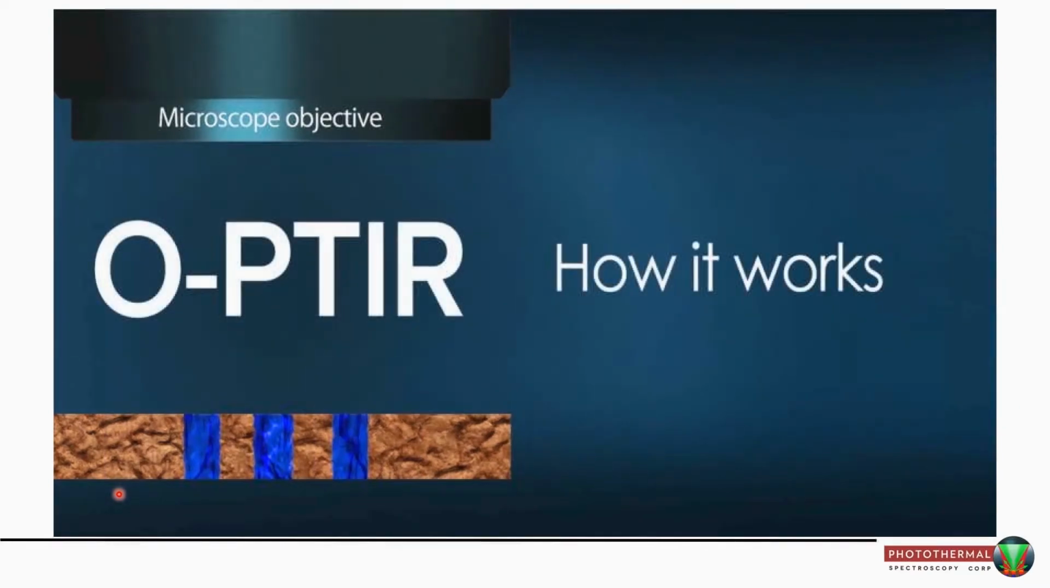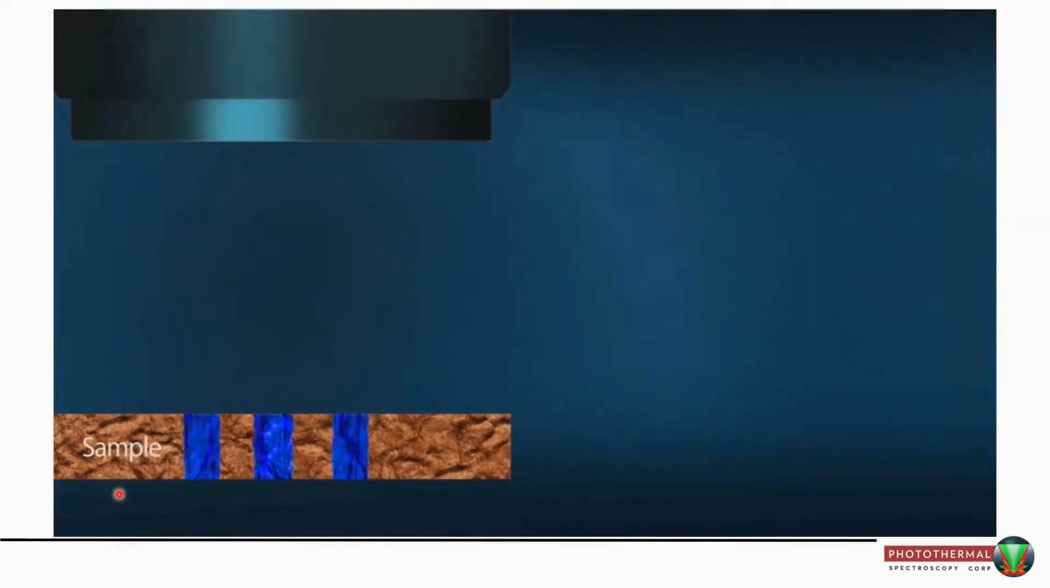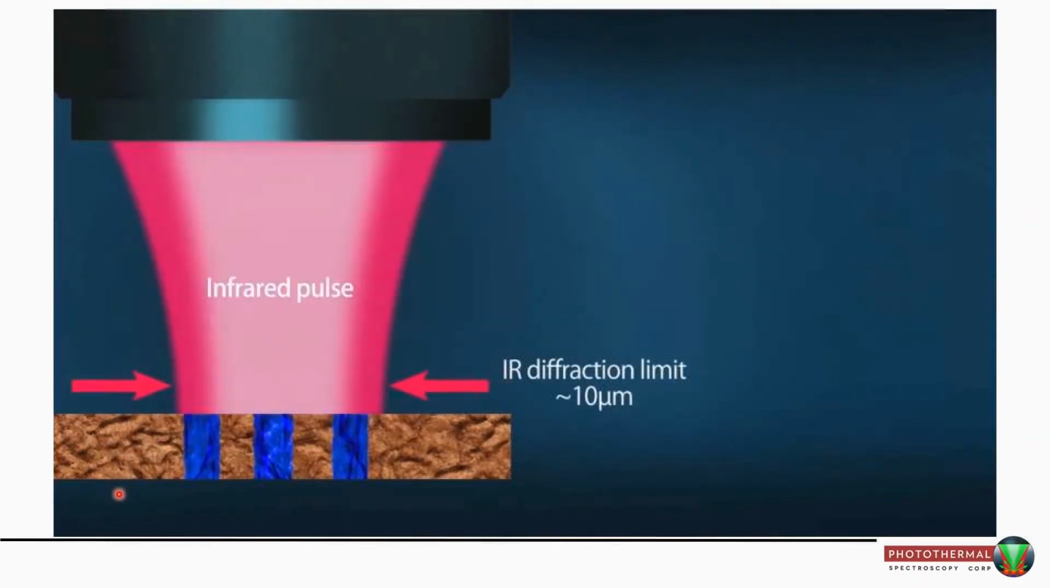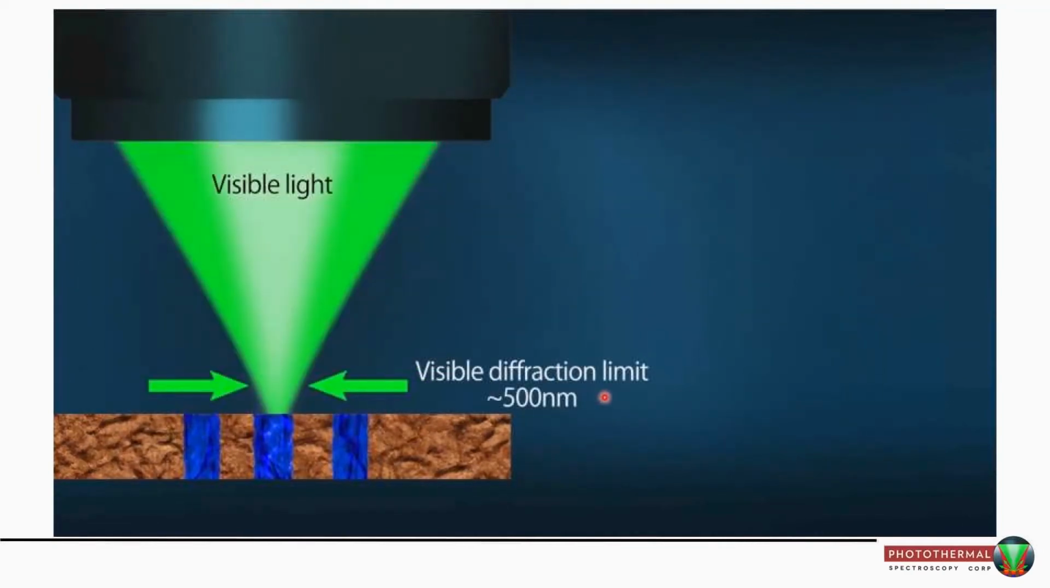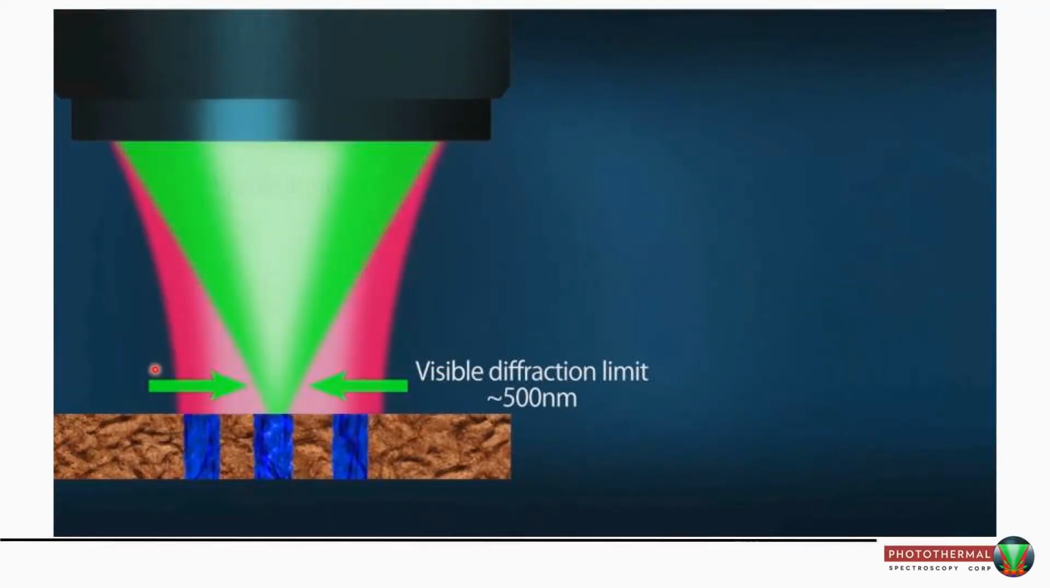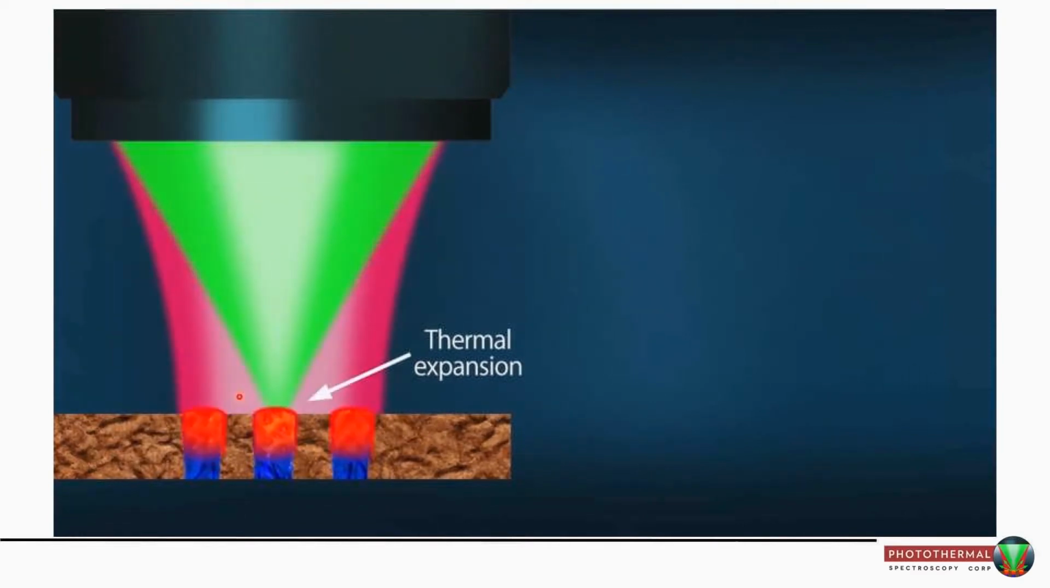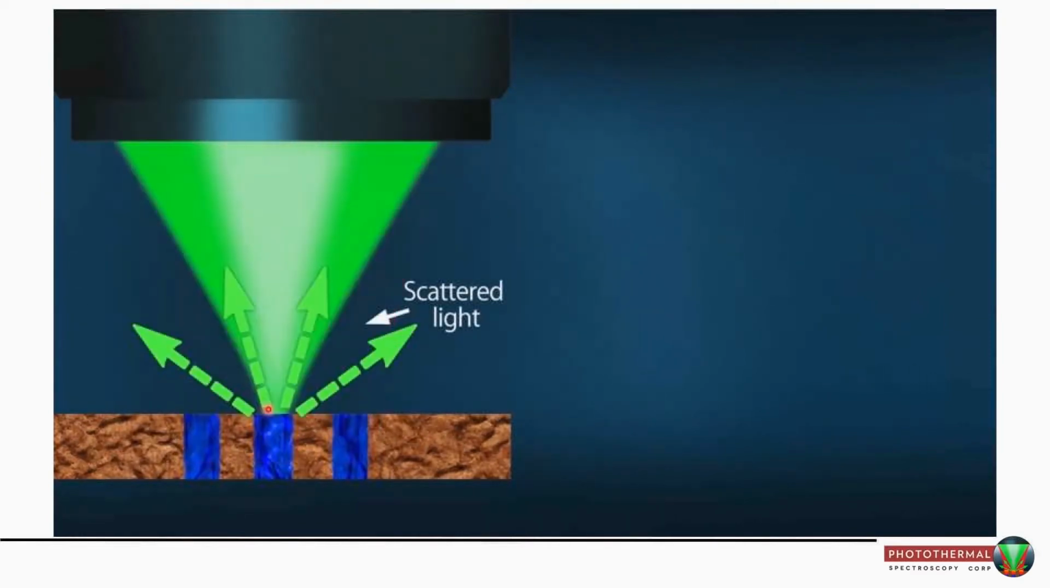Right, so how does it work? Let me take you through it. It all really starts with the infrared light and the green visible probe light coming through the objective. It's a pulsed source. Being infrared, the diffraction limit is fairly large at 10 microns. But the collinear visible beam can focus much narrower. It's about a 500 nanometer spot size.